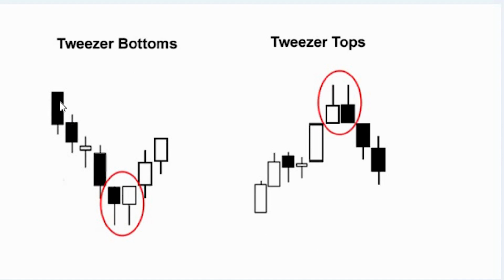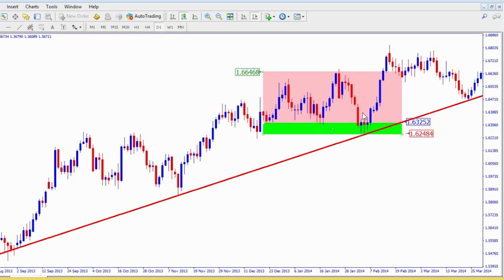So these are the tweezers we have here. At the end of a downtrend, you find the tweezers bottom. At the end of an uptrend, you find the tweezers top. Now let me say this: you will not find them perfectly like this on your chart. But if you know how to identify supply and demand zones, when you find these there, even if they don't look perfect like this, you know these are the tweezers top or the tweezers bottom.